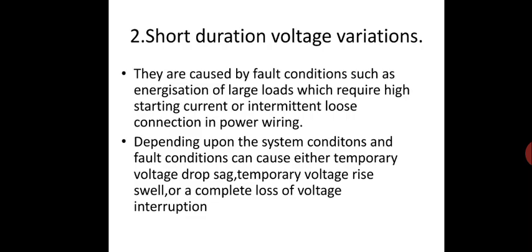Depending upon the system conditions and fault conditions, they can cause either a temporary voltage drop, sag, a temporary voltage rise, swell, or a complete loss of voltage, interruption. Temporary voltage drop I told you in the starting, that is within 0.8 to 0.5 per unit.